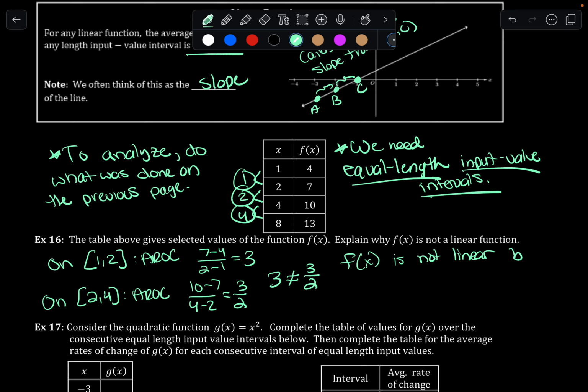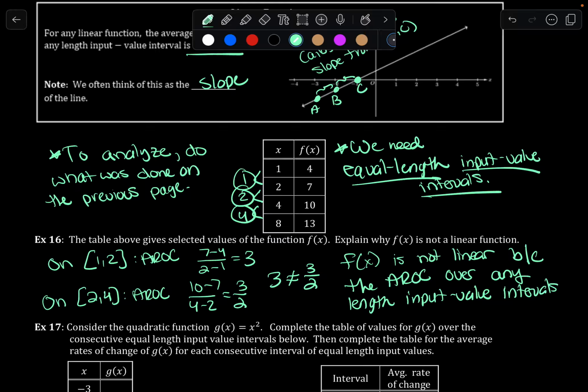because, I'm going to use the abbreviation B/C for because, the average rate of change over any length input value intervals is not constant.